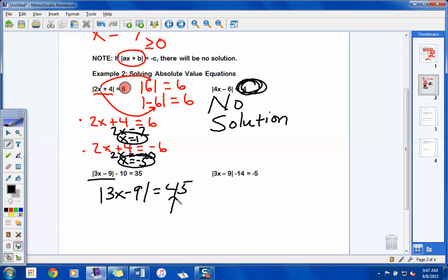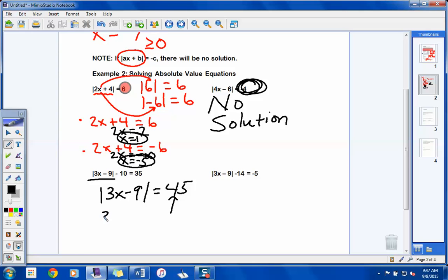Now, take a look at your value here. Are we going to be able to solve this, or is there not going to be a solution? There's going to be a solution because that value out on the right is what kind of a value? Positive 45. So what are our steps? I got to take what's inside and set it equal to positive 45. I've also got to take what's inside and set it equal to negative 45 because the absolute value of that negative would also be a positive, right?